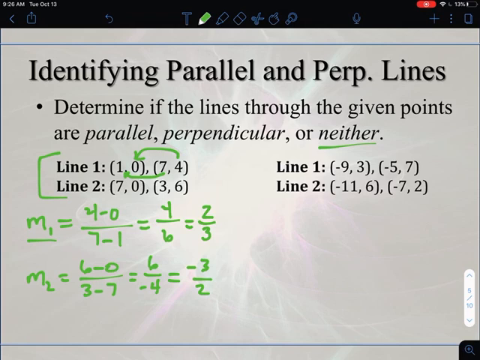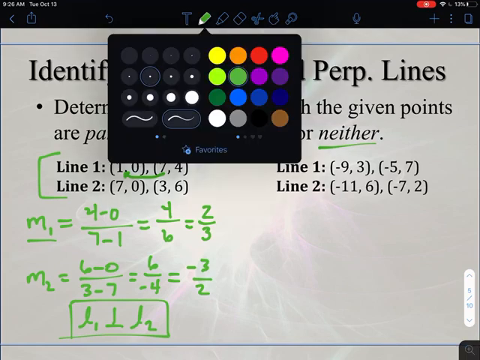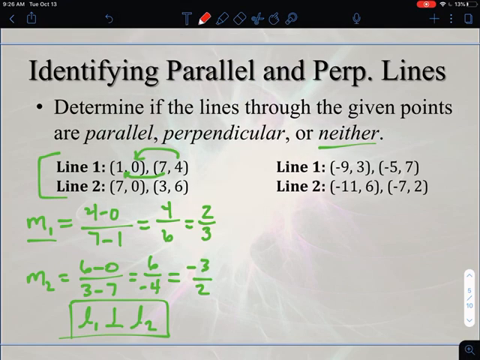Now, take a look at these two slopes. We've got +2 over 3 versus -3 over 2. I've got one positive, one negative, and the fraction flipped. That means line 1 is perpendicular to line 2. That's my final conclusion. So they're perpendicular to each other because their slopes were opposite reciprocals.